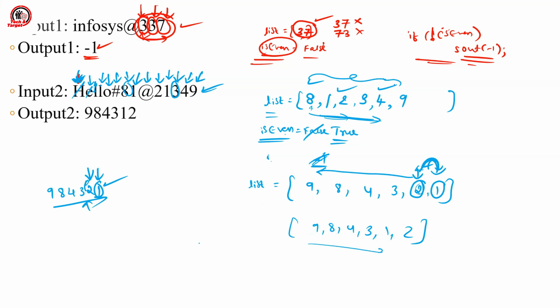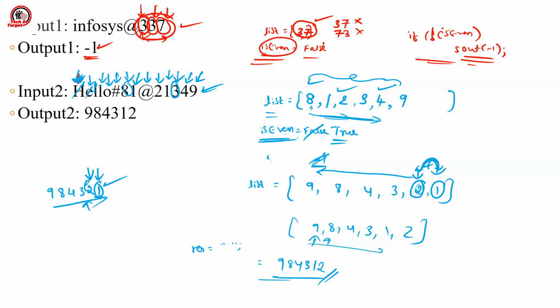After this, we'll create a result string and initialize it with an empty string. Now we'll take each element of the list and append it to the result. So first it will be 9, then 8 will be added, then 4, 3, 1, and 2 will be added. And now we will print this string as the result. So this is how the procedure goes.